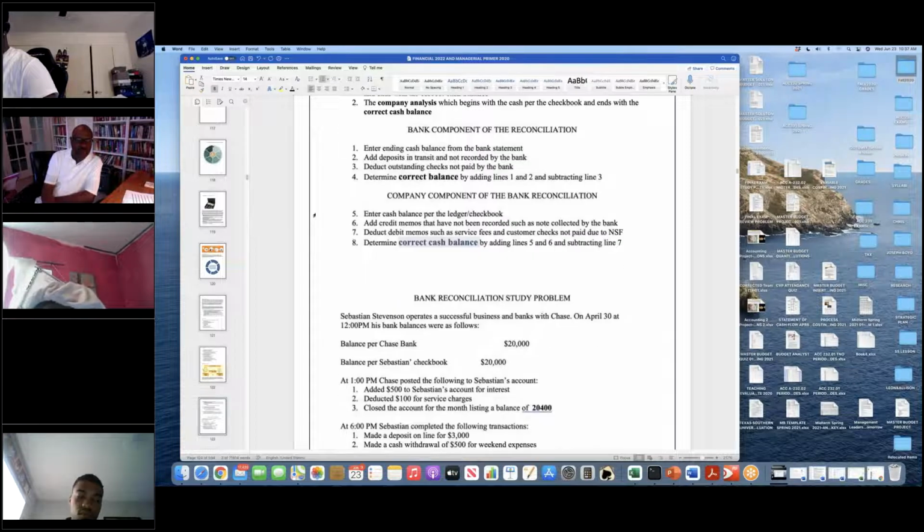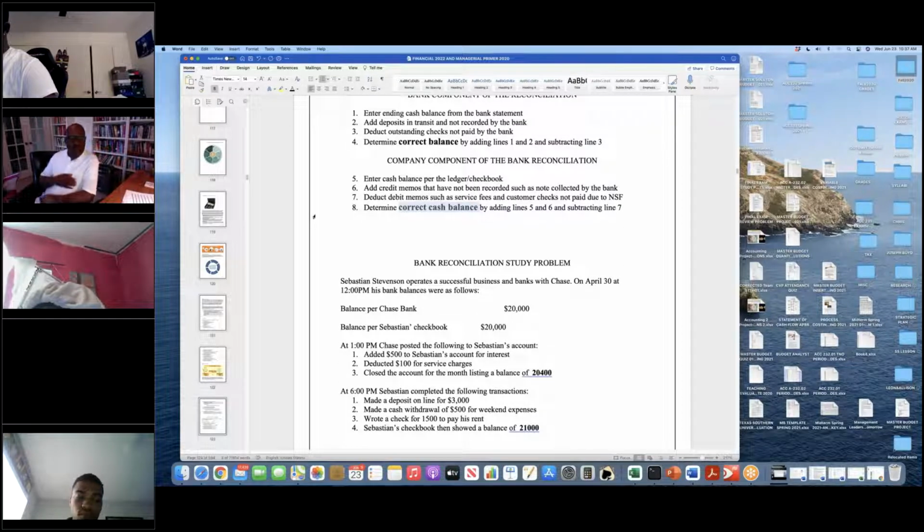So let's look at an example of this. And a former student wrote this problem. Sebastian Stevenson operates a successful business and banks with Chase. On April 30th at 12 noon, his bank balance was $20,000 at Chase, and the balance in his T account was $20,000. Then at 1 o'clock, things began to happen.